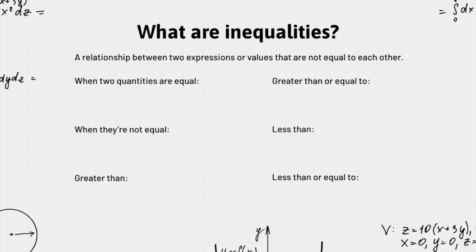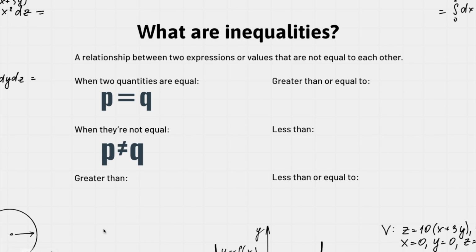That's the one. So when two quantities are equal, that's the one we know, the two lines: P equals Q. When they are not equal, it's basically the equal sign but with a line in the middle. So it's pretty easy from there.